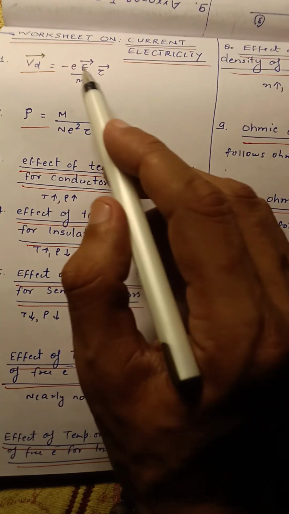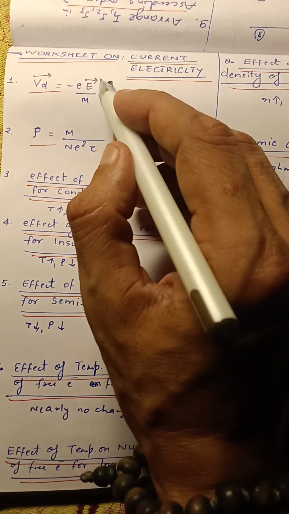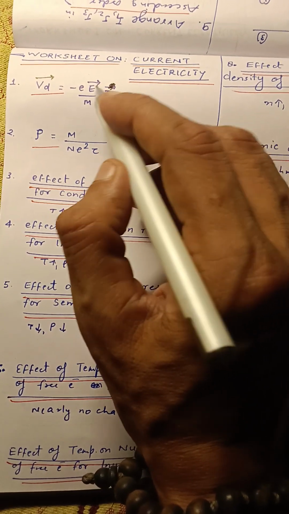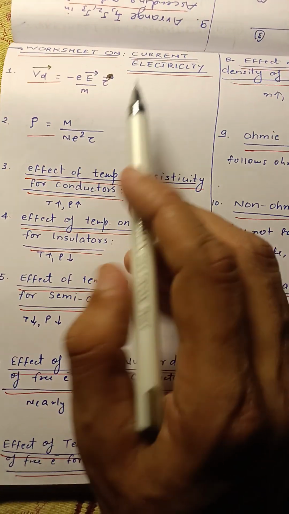field. It's actually opposite to the electric field, and it's given by minus eE by m into tau, where e is 1.6 times 10 raised to power minus 19. So this is the concept of drift velocity.